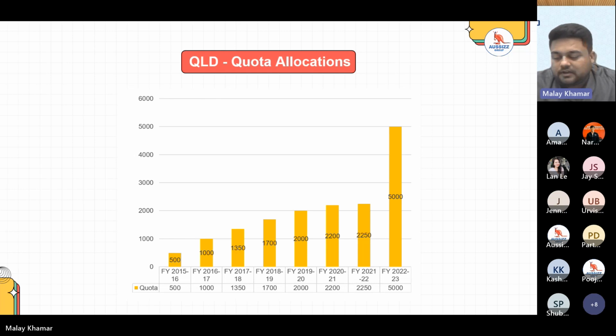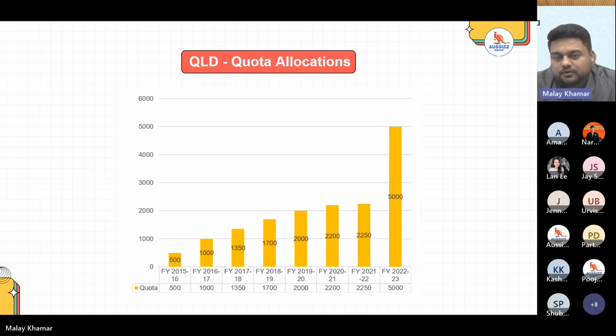If we consider the 190 subclass, the quota before was 1,250 in the last-to-last financial year. For the current financial year, 2022 to 2023, they have got 2.5 times more, which is almost double that. Queensland has received 3,000 quota from the Department of Home Affairs, which is a very good sign that it is a growing community and a growing economy. So if you are living interstate and planning to move for PR in Australia, Queensland is the best choice for you.